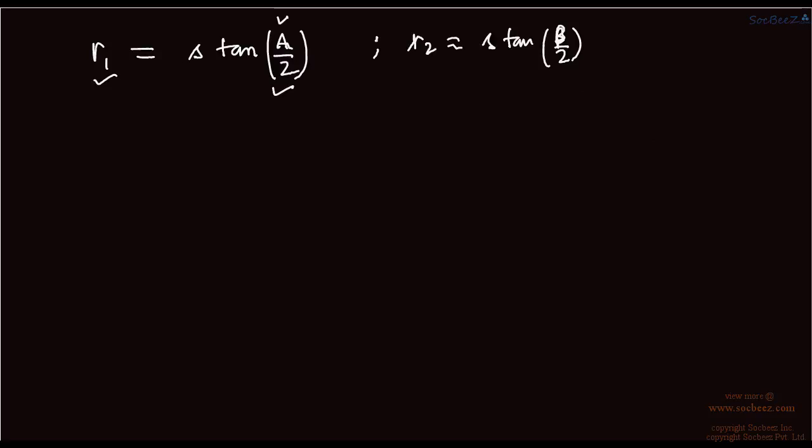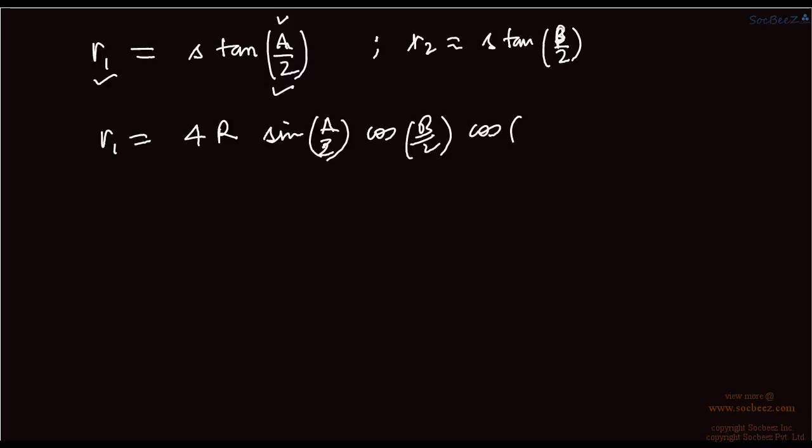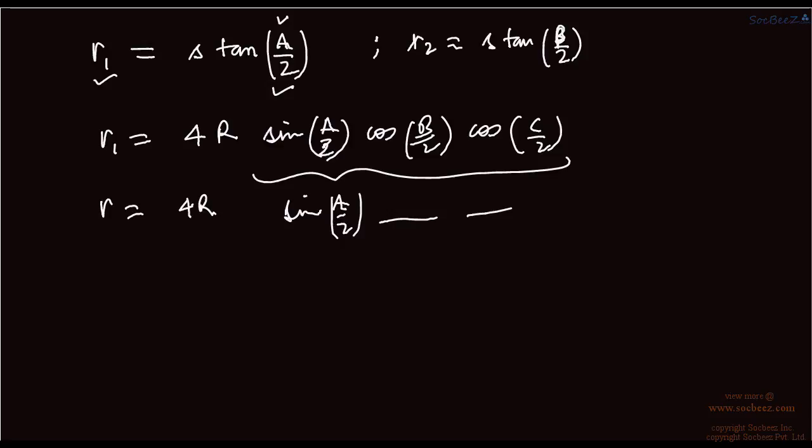Fine. Now r1 and capital R also have some relation, that is 4R sin A by 2. Now you'll see the relation cos B by 2 and cos C by 2. Now this is something orderless: sin A by 2, cos B by 2, cos C by 2. It should be cos A by 2, cos B by 2, cos C by 2, or sin A by 2, sin B by 2, sin C by 2. But in that case, r is what? 4R sin A by 2, sin B by 2, sin C by 2. So we are not using that.